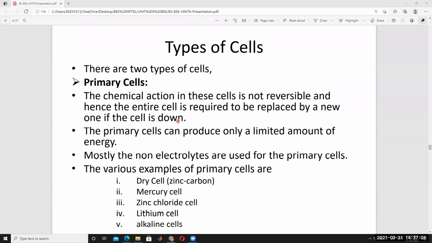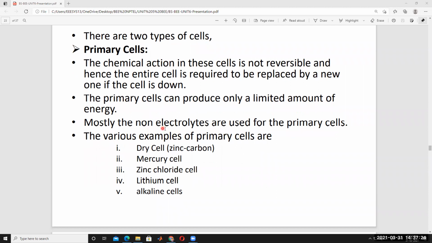It's clear, understood? If the discharging is completed, recharging of the cell is not possible. That type of cell is called a primary cell. Primary cells can produce only a limited amount of energy. Mostly non-rechargeable electrolytes are used in primary cells.